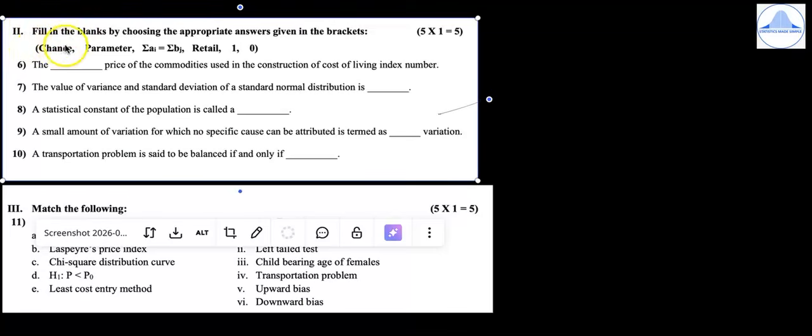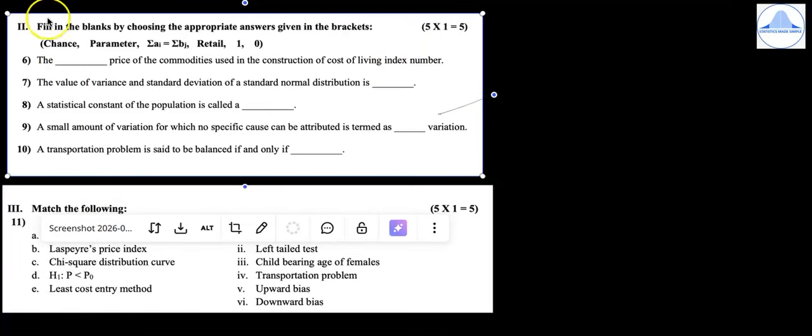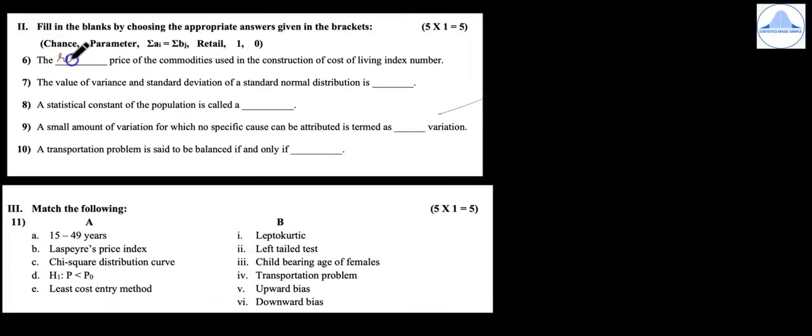Second main, fill in the blanks by choosing the appropriate answers in the brackets. 5 into 1 is equal to 5. Sixth question, the dash price of the commodities are used in the construction of cost of living index number. The correct answer is retail.